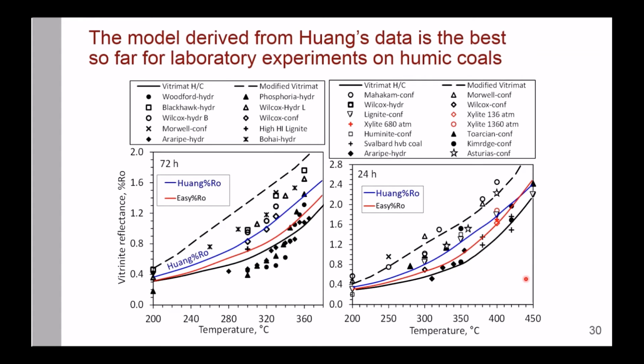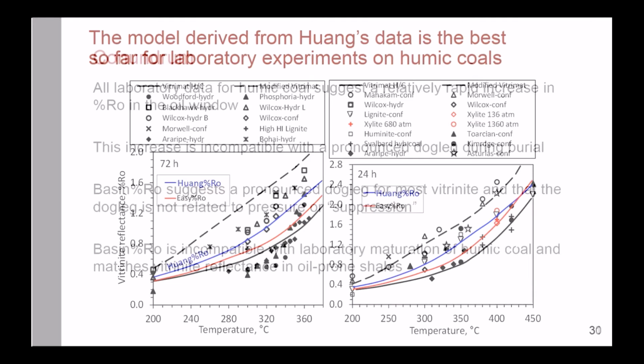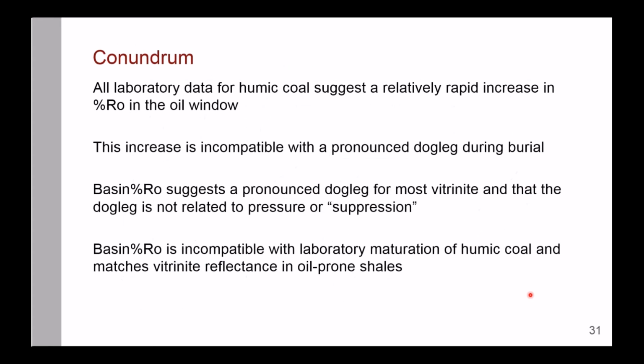So, but going back, I want to reemphasize that the best model for fitting laboratory data is really one calibrated on Huang's data, and this is again a parallel reaction model. So let's go see. It predicts too much of a leveling off at geologic conditions.